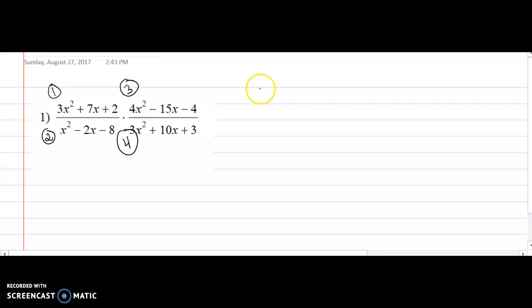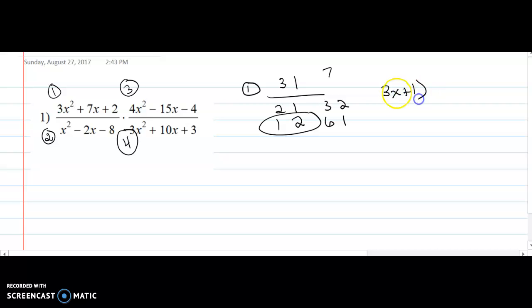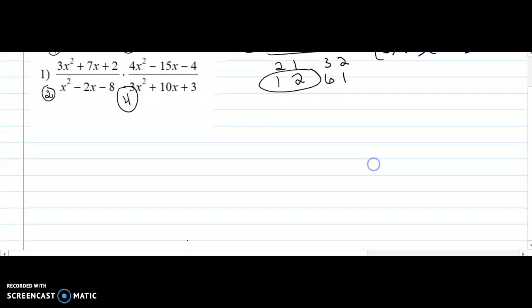All right, then I factor. So for the first one, I have 3 and 1, then 2 and 1, 1 and 2 down here. Cross multiply to find my combinations. I have 3 and 2, and then 6 and 1. Now I'm trying to get to 7, so add to 7. Well, I see with this 6 and 1, those both add to 7. There's my combination. So for this one, I have 3x plus 1 and x plus 2. Okay, there's my first one.